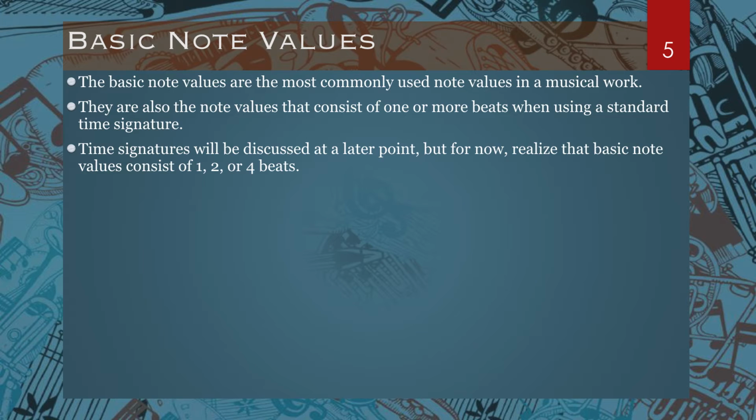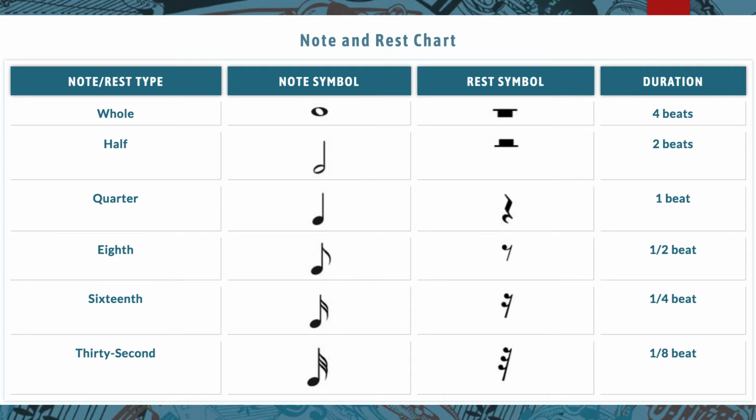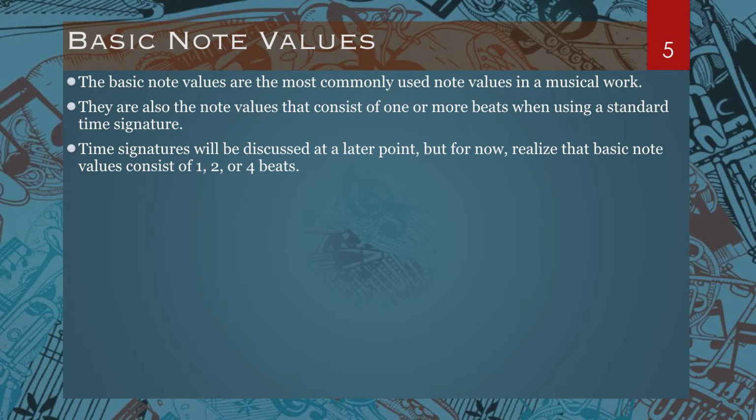So time signatures are going to be discussed later, but for now, just understand that basic note values consist of 1, 2, or 4 beats in general. And I have to be very careful about saying in general, because these basic note values that consist of 1, 2, or 4 beats can actually change depending on the time signature. You might have a whole note that's suddenly worth only 2 beats, or a half note that's worth 1 beat, or a whole note that's worth 8 beats. So it depends on the time signature, but we'll get into that later.